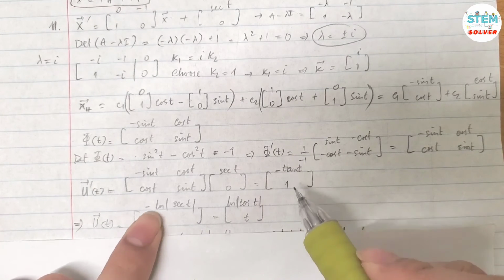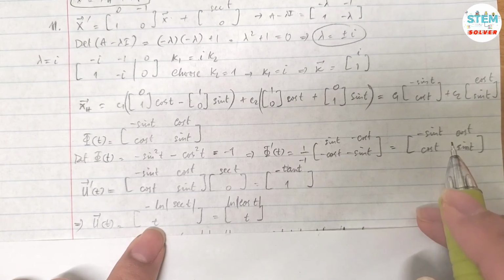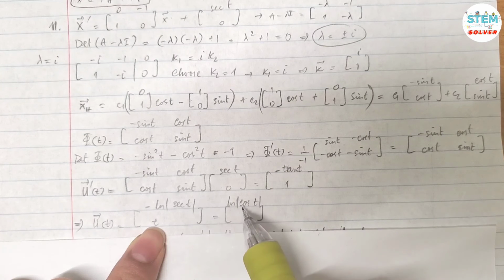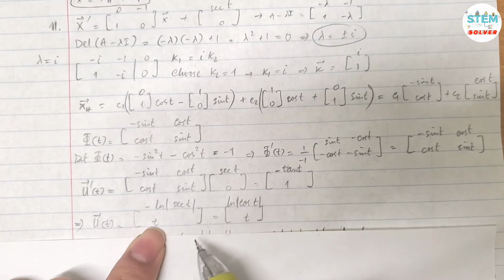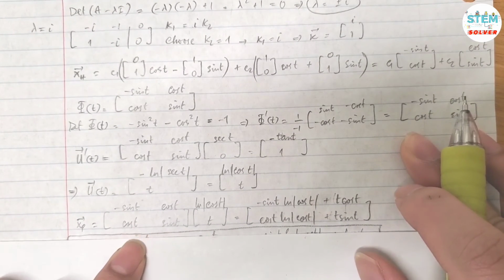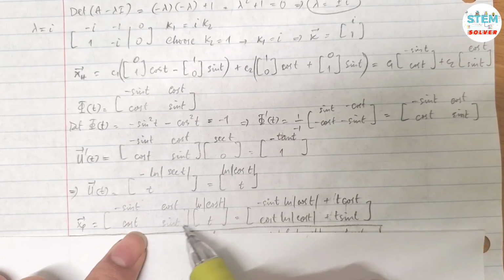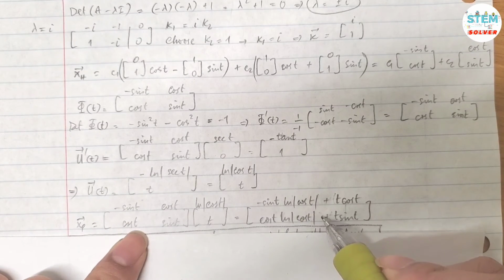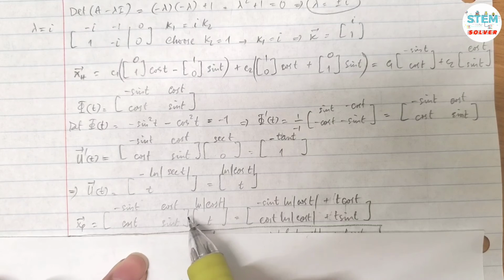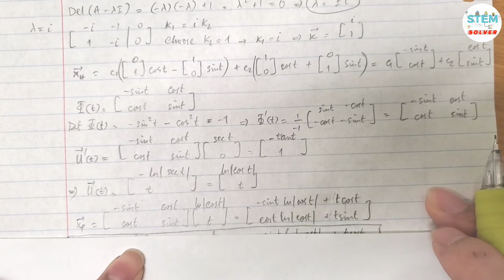The integral of negative tangent t is negative natural log of secant t. The integral of 1 is just t. The negative natural log of secant is the same as natural log of cosine t. Your non-homogeneous part is equal to phi of t times u of t. Multiply them together, it gives you this. Again, the order here matters. Do not change the order here, otherwise you will get a different, incorrect answer.